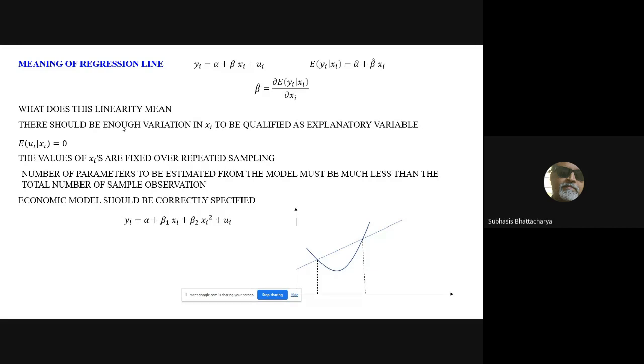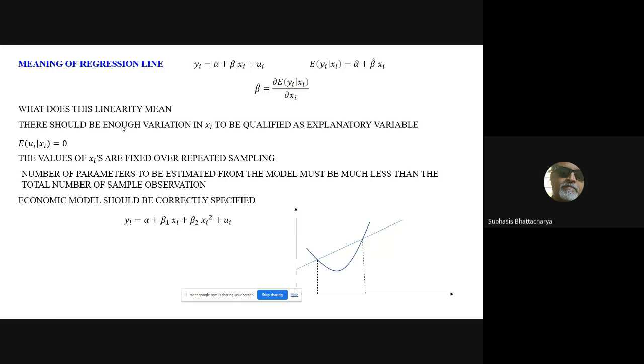Not in terms of income and consumption. It is linear in terms of alpha and beta. That is the linear. What does linearity mean? It means linear in terms of parameters and maybe non-linear in terms of variables. It may be yi is equal to alpha plus beta xi square plus ui. This is non-linear in terms of variable, but linear in terms of parameters.